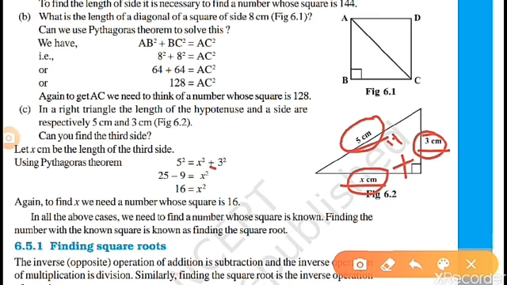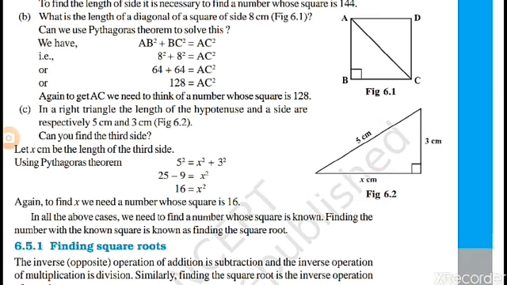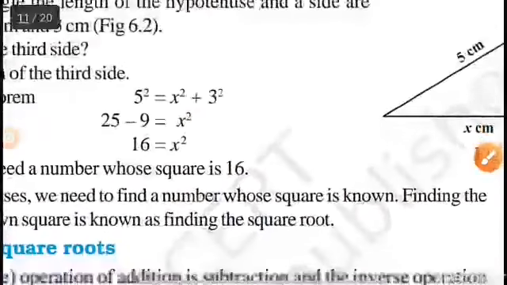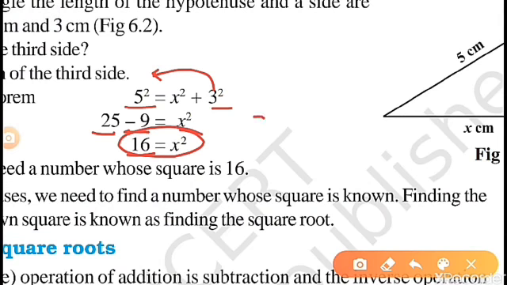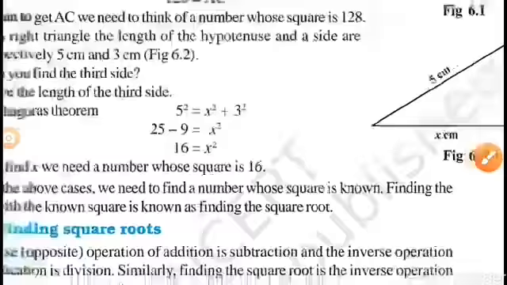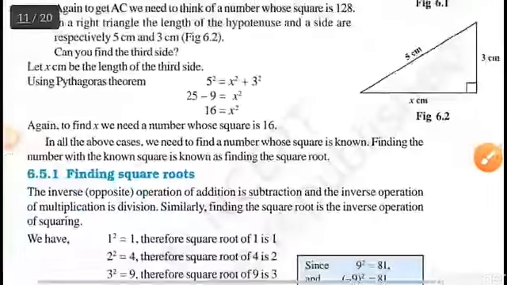Now the 5 squared is 25 and 3 square is equal to 9. If we take this 9 to the left of the equal sign, we get minus 9, and on subtraction we get 16. So x square is equal to 16. In order to get x, we have to take the square root of this 16. So this is the importance of finding the square roots of any number.